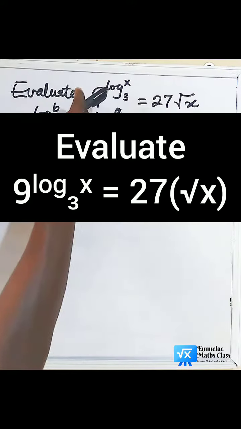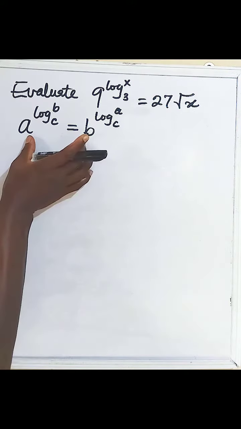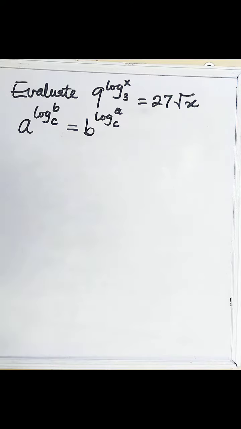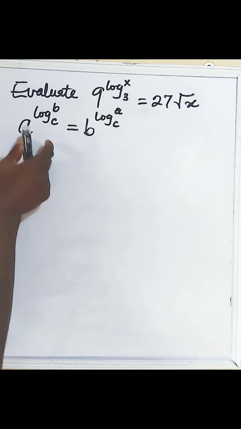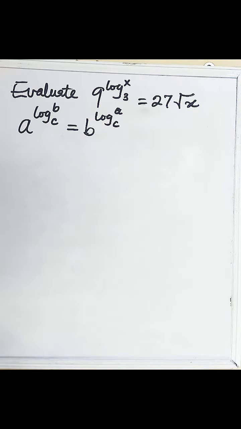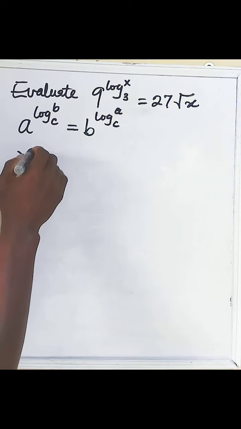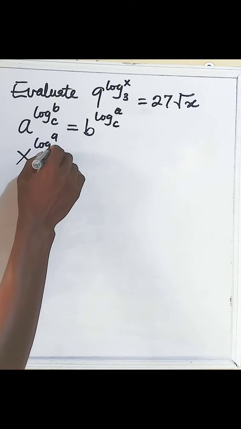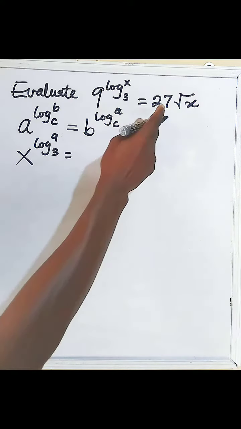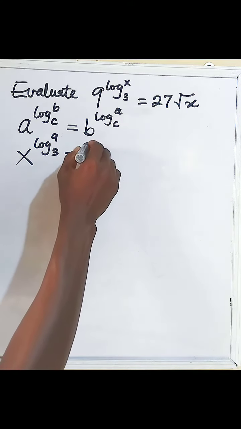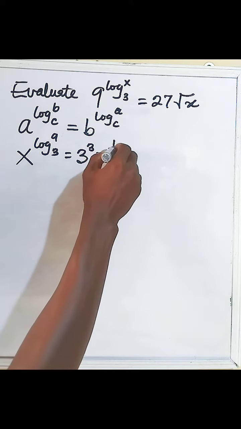Now let us consider this equation using this logarithmic law. Now if this can be equal to this, we can represent this as this, and transforming this expression, it becomes x raised to the power of log 9 base 3 equals 27, which will become 3 raised to the power of 3 times x raised to the power of 1 over 2.